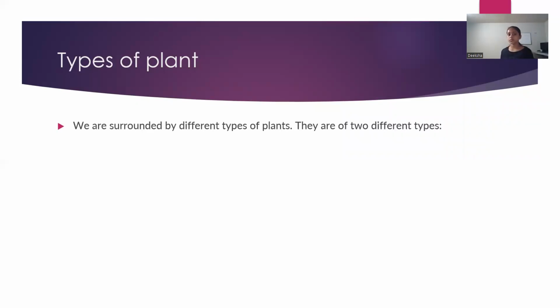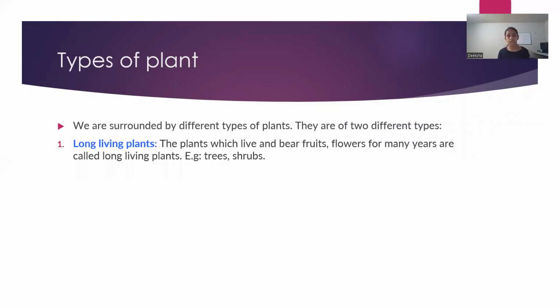Types of plants. According to our surroundings, there are two types of plants. One is the long living plant. Just like, suppose you have seen a mango tree or a palm tree, right? They are very big trees and they can survive for a very long period of time. To know the age of the plant, we just see how many rings are present in the trunk. Understood? According to that, we can understand the age of the tree.